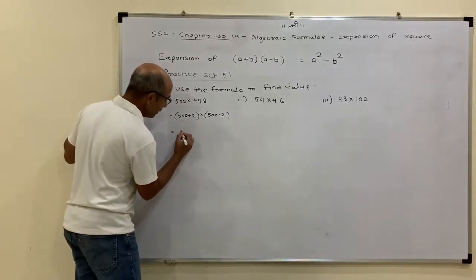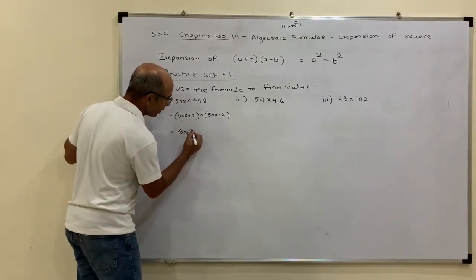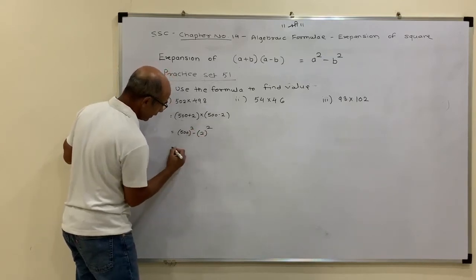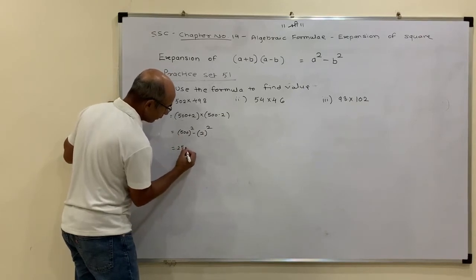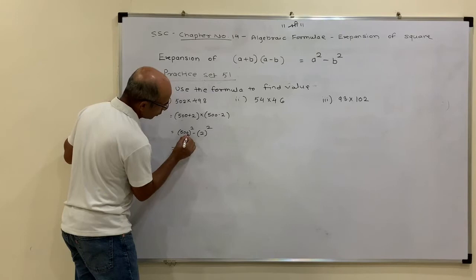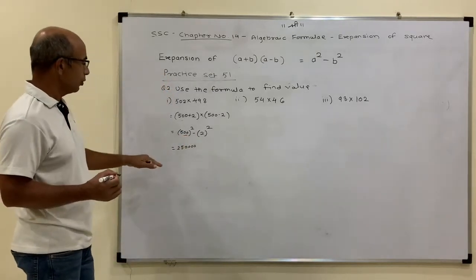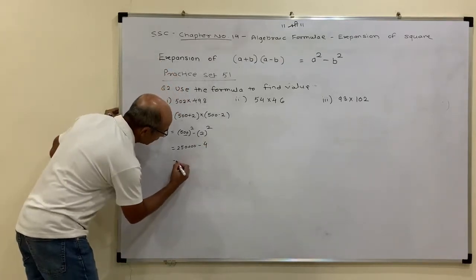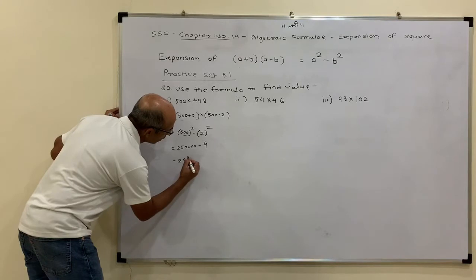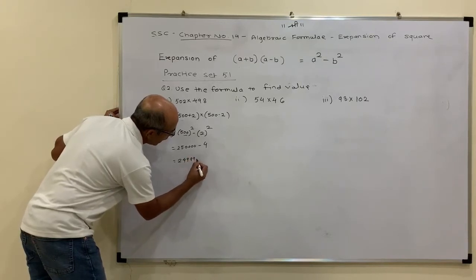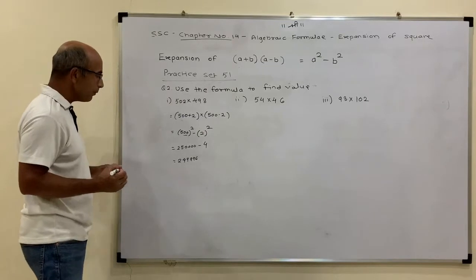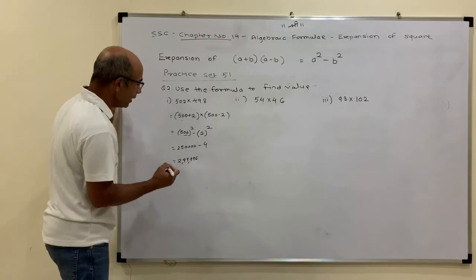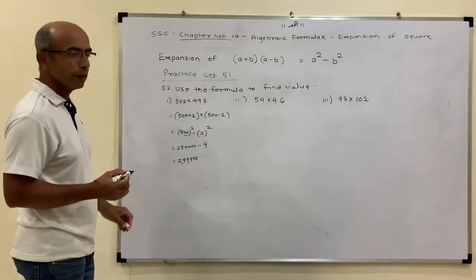So my answer will be 500 square minus 2 square. 5 square is 25, so 500 square is 2,50,000, minus 2 square, which is 4. So now it will be 249,996. So 2,49,996 will be my answer for the first.